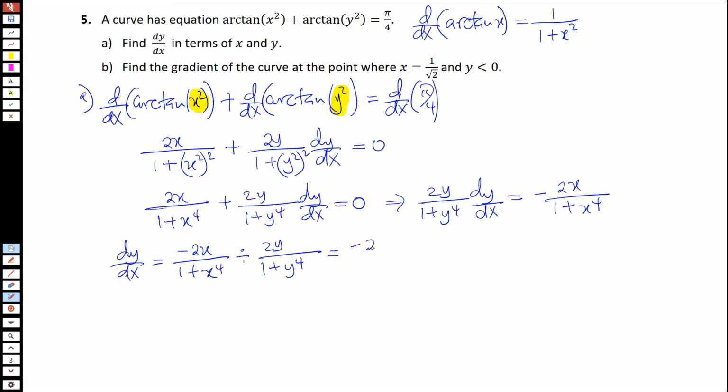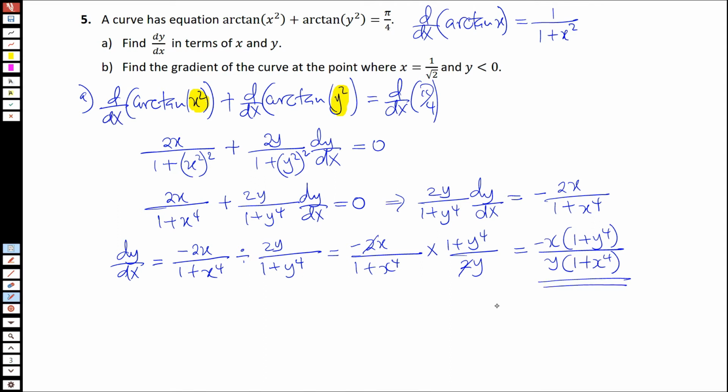This is the same as negative 2x over 1 plus x to the power 4, multiplied by 1 plus y to the power 4 over 2y. Of course, the 2 will cancel. So our derivative will be negative x times 1 plus y to the power 4, all over y multiplied by 1 plus x to the power 4. So that is the derivative that is required in terms of x and y for part A.